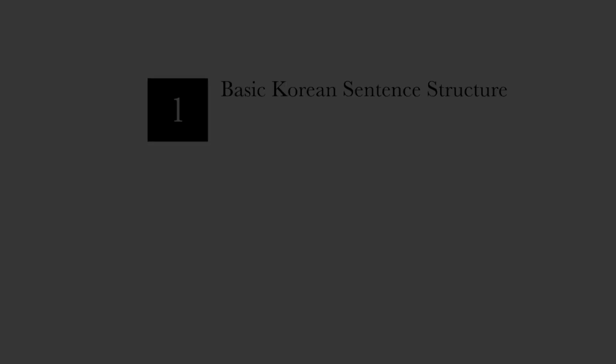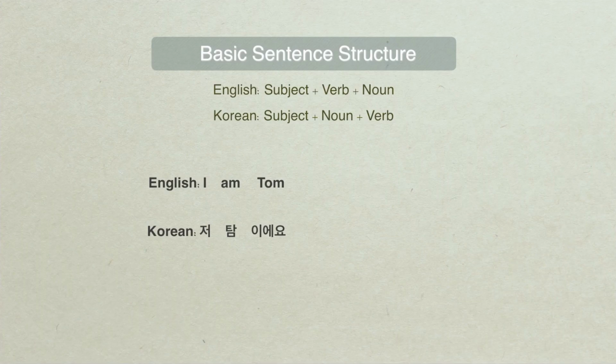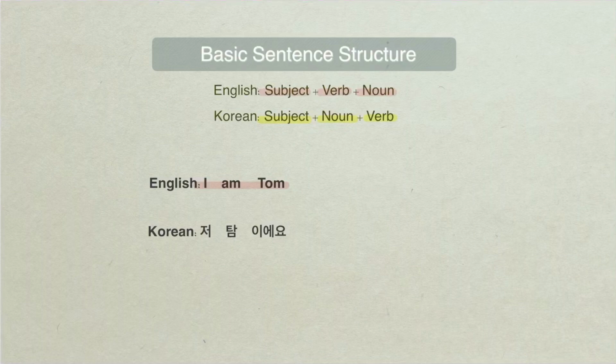Basic sentence structure. The structure of an English sentence is like this: subject, verb, and noun. Like, I am Tom. But a Korean sentence is formed subject, noun, and verb. A very important thing that you should remember is that in Korean sentences, verbs and adjectives are always placed at the end.